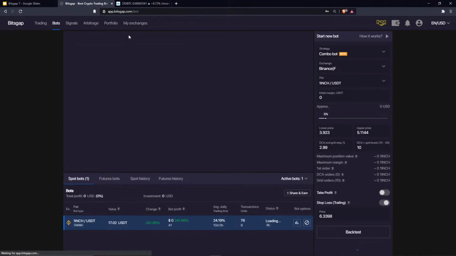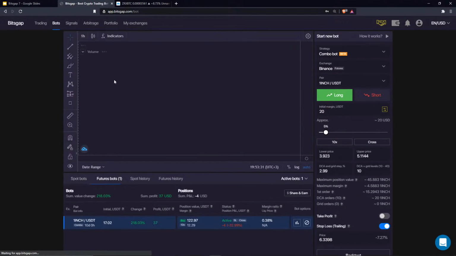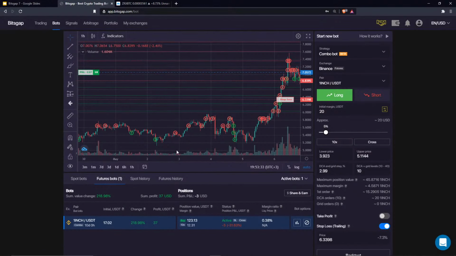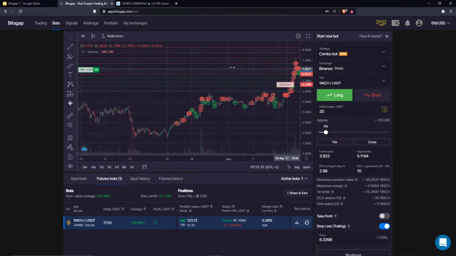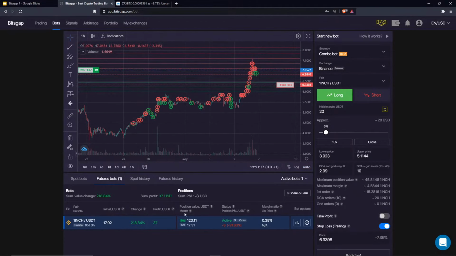Yes, so here we go. Here I have my futures bot now trading for me. That's the combo bot. And the only key metric I need to monitor here is the sum profit. That's my overall return. That's the bot profit generated so far on this rally. And that's the open P&L as well.